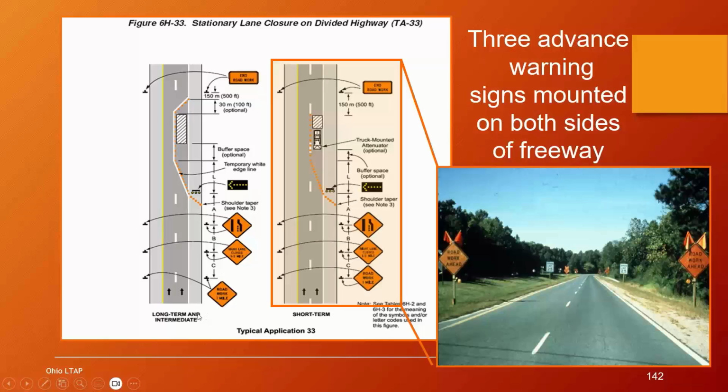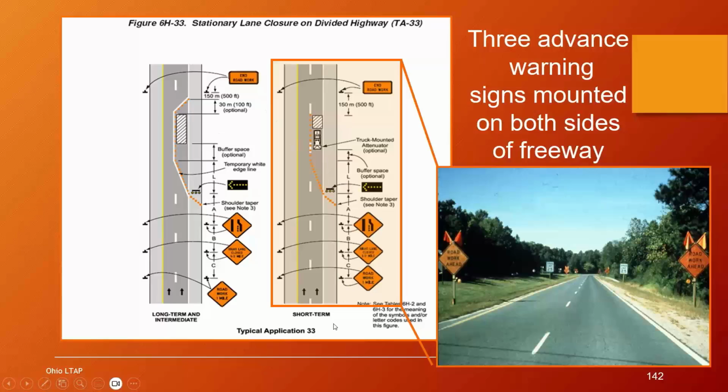And then the picture on the far left is showing long-term and intermediate. That is referencing the work duration. So in that case, you're dealing with overnight and possibly longer than 3 days. So what are they doing that's different than the one on the right? Well, if you look closely, you would see temporary white edge lines being placed along the taper. You might even see other things like concrete barriers in use in some places.